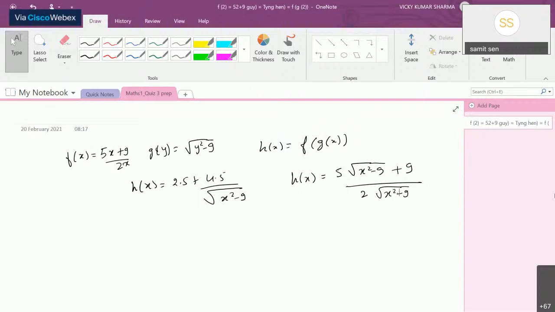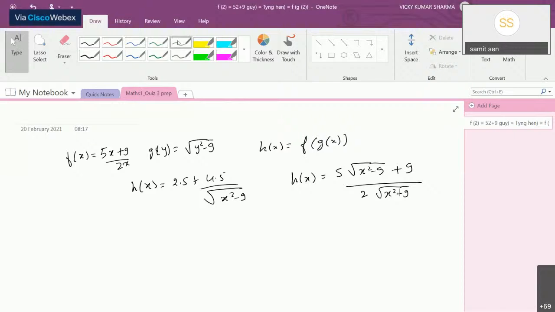Now I try to see whether f of g of x will take all the values from 0 to infinity, whether the range of g of x is valid for f of g of x or not. So I find there is a problem, because 0 to infinity also includes the value 3, and f of g of x can't take 3 as a value. Then the function h of x is not valid.